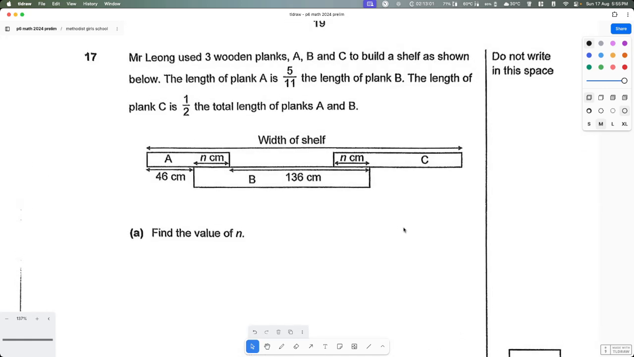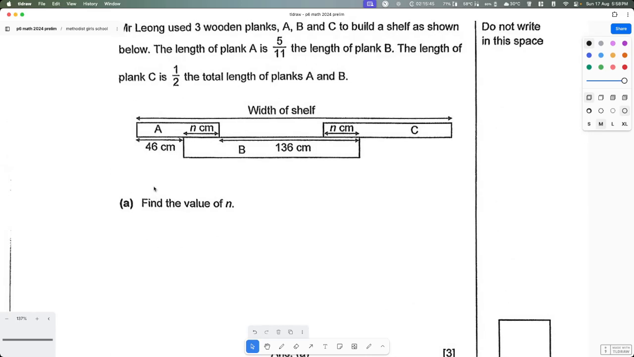Question 17. Mr. Leong used 3 wooden planks A, B, C to build a shelf as shown below. The length of plank A is 5/11 the length of plank B. So the length of plank C is half the total length of plank A and B. Find the value N.